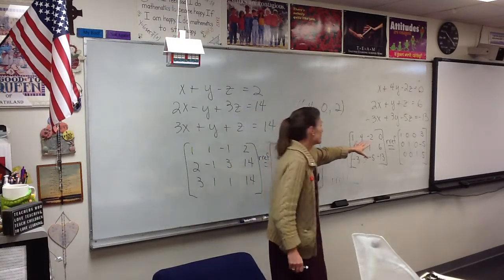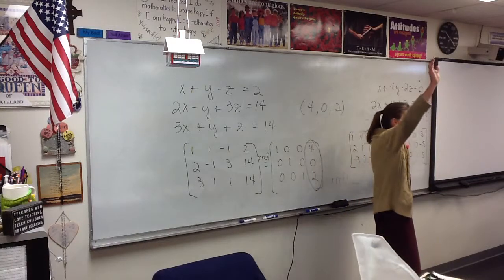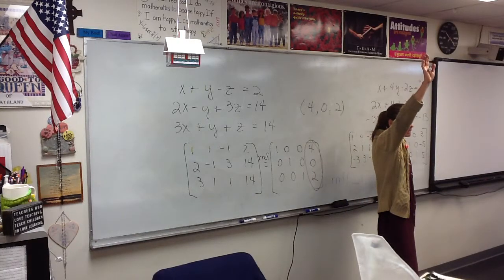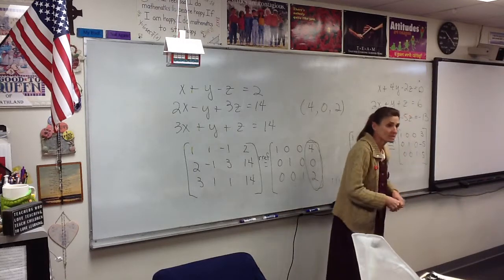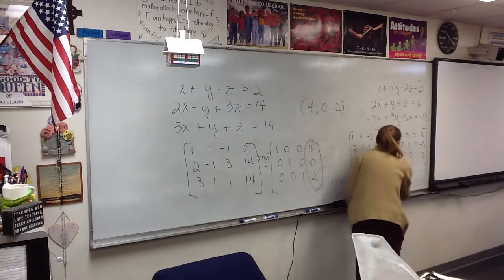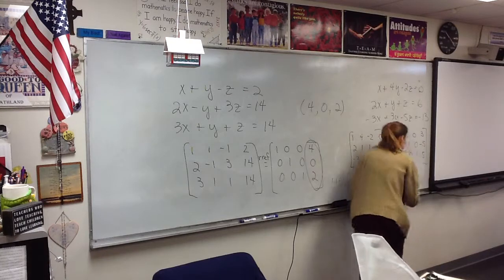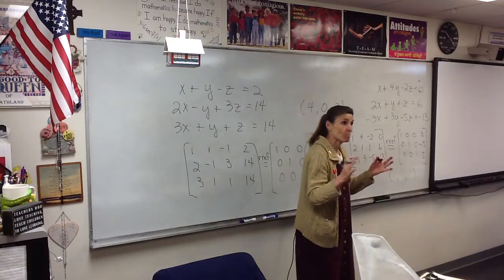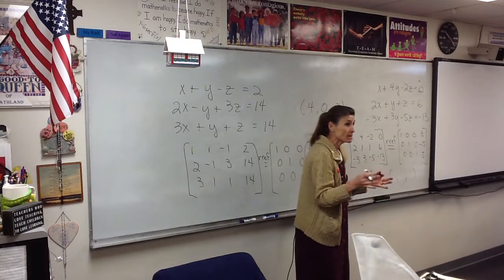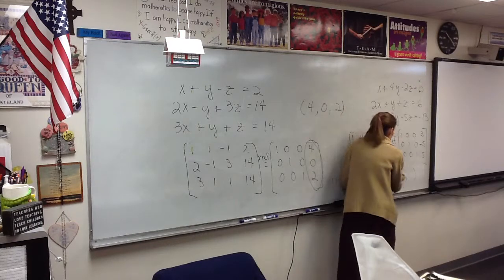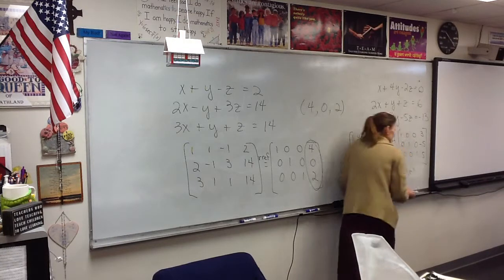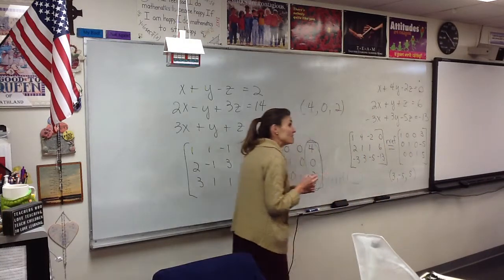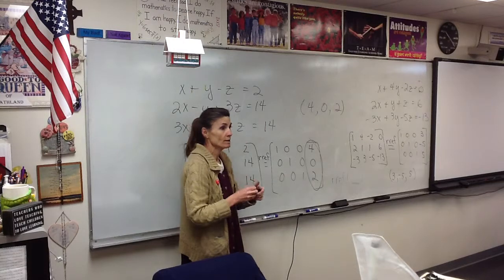Now, how many got this matrix this time? More of you, very good. This gives you your answer. You need to write down your answer as an ordered triple, like an ordered pair, only there's 3 of them. So what is your X? 3. Your Y? Negative 0.5, and your Z? 0.5. And that's the answer to the question.